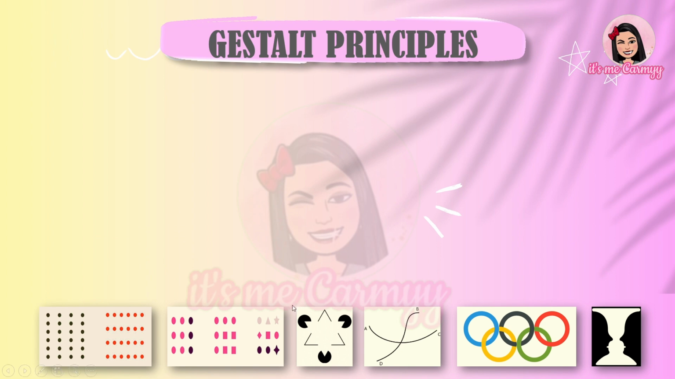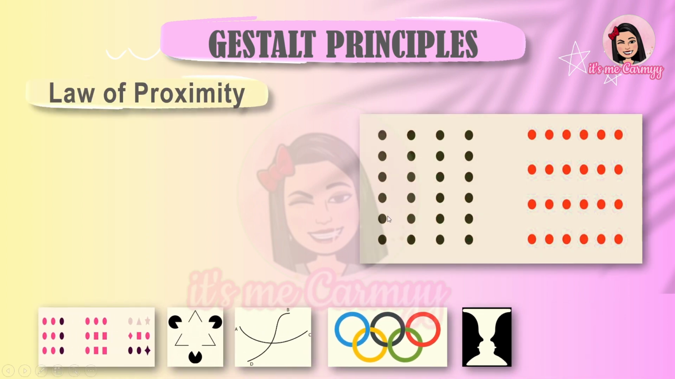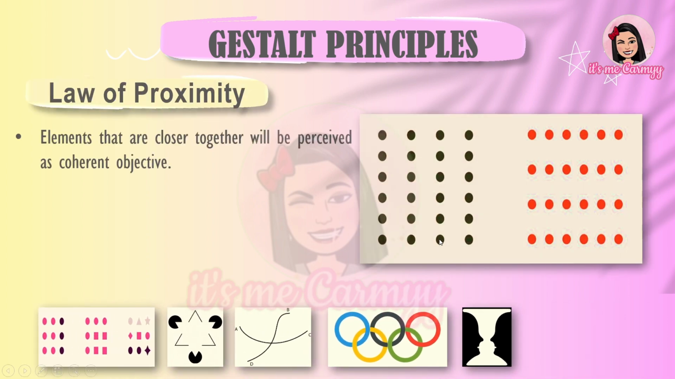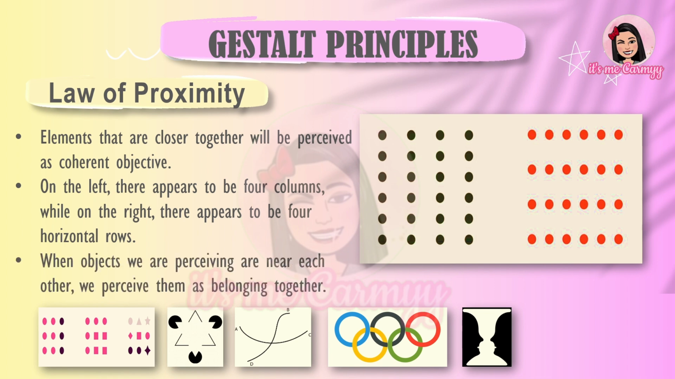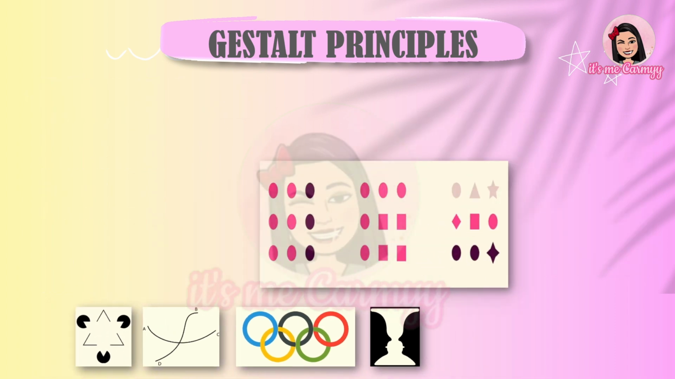Gestalt principles. As you can see, there are pictures here, and you will know later on what these pictures are all about. So, this is the law of proximity. Elements that are closer together will be perceived as a coherent object. On the left, there appear to be 4 columns, while on the right, there appear to be 4 horizontal rows. When objects we are perceiving are near each other, we perceive them as belonging together.